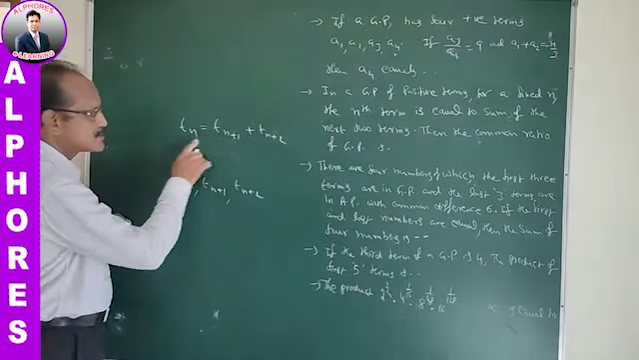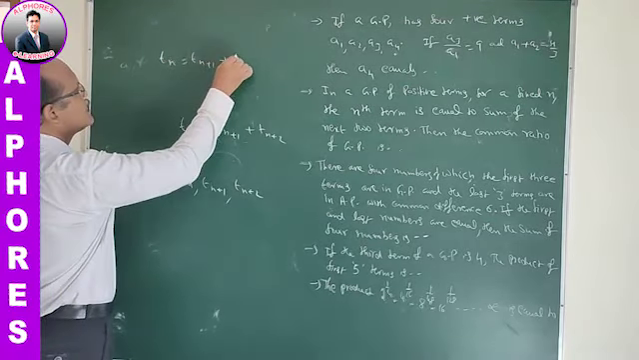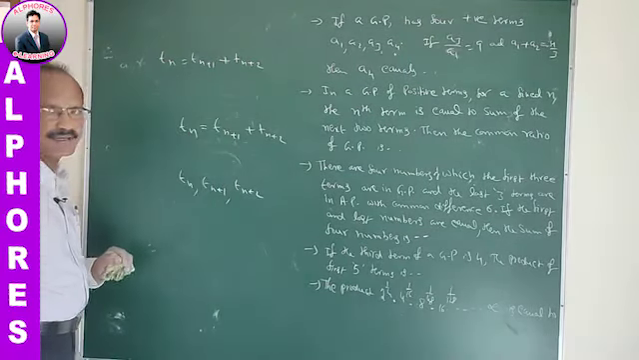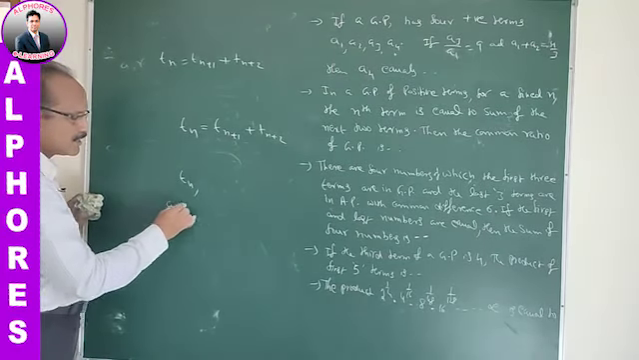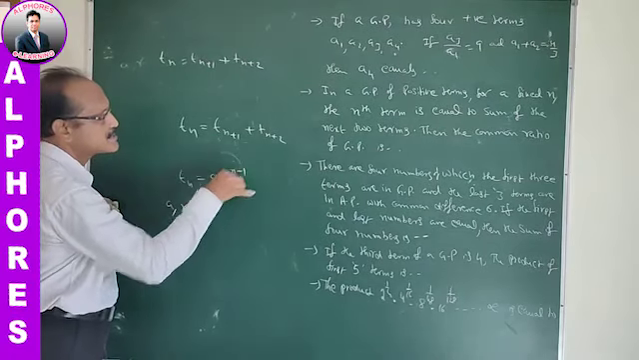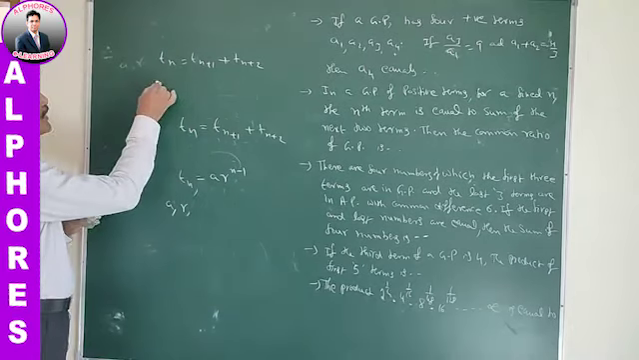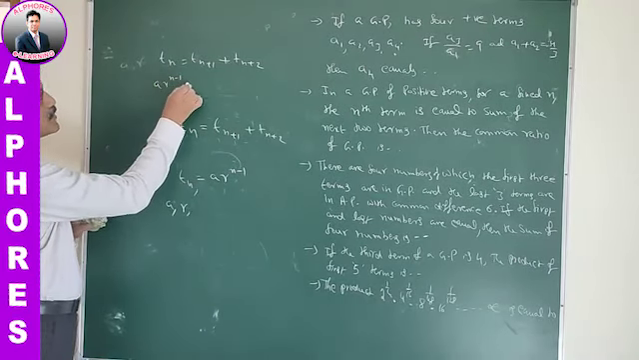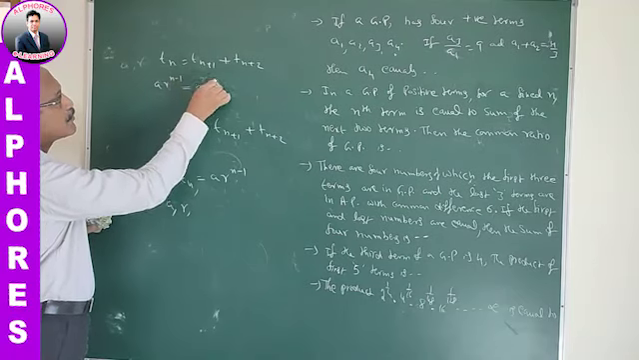Right, I am using this in this manner. So Tn is equal to Tn plus 1 plus Tn plus 2. That is a given data. Of course, in a GP, if A is the first term and R is the common ratio, then the nth term is given by AR power n minus 1. So it is AR power n minus 1, which is equal to AR power n.